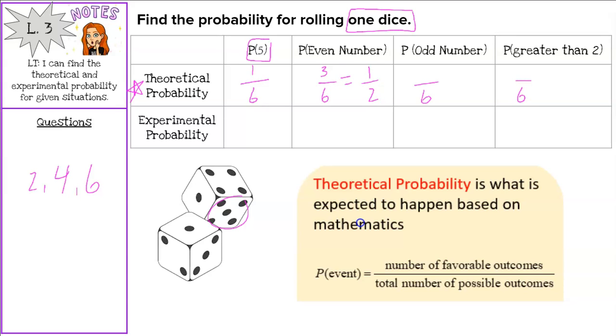The next example, probability of rolling an odd number. Well, we'd have 1, 3, and 5. So again, we'd have 3 out of 6, which reduces to 1/2. And then the probability of rolling a number greater than 2. Well, the numbers greater than 2 on a dice would be 3, 4, 5, and 6. So that would be 4 out of 6, which reduces to 2 out of 3.